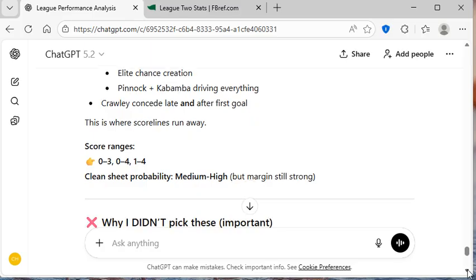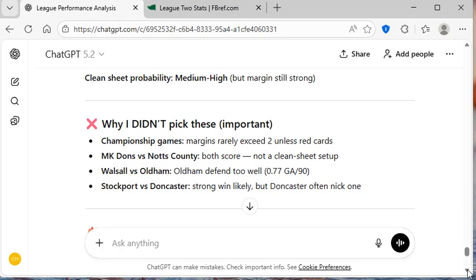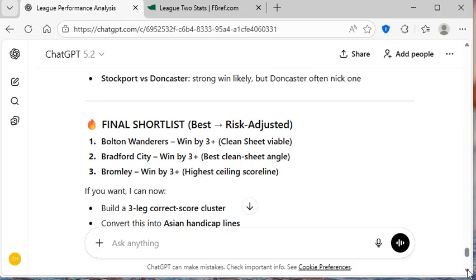And then the final one is Bromley. So the three selections. So also it tells you why I didn't pick certain matches. Championship games margins rarely exceed 2 unless red cards. MK Dons both scored, not a clean sheet set up. And basically, it's talking about the basic facts, the things that have happened already. It's not just making things up. It's using all the stats to analyse these.